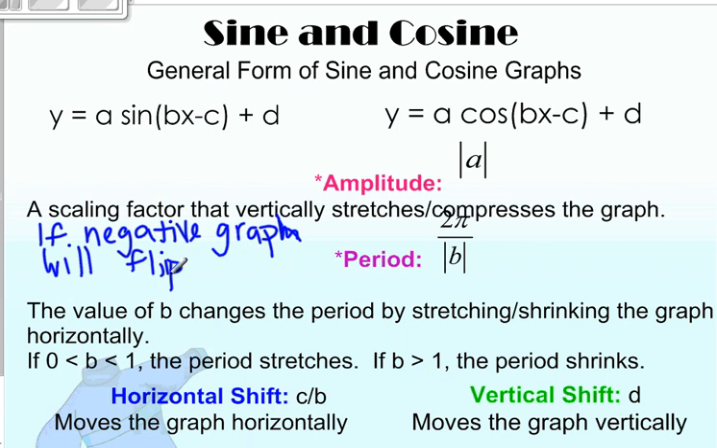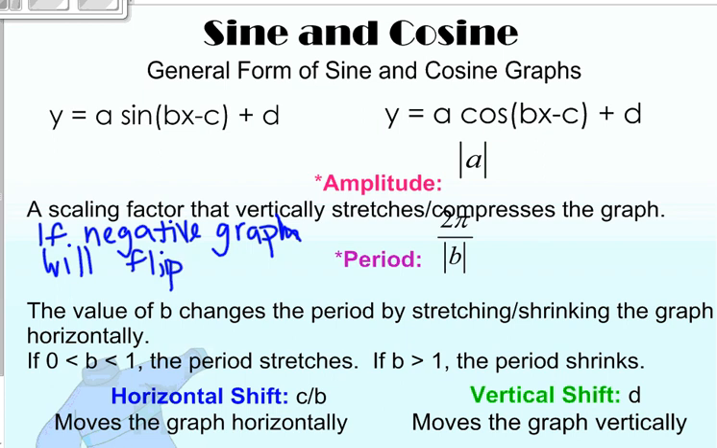Like the cosine function normally starts at 1. If it was a negative cosine, we would no longer start at 1. We would flip over the axis and start at negative 1. Now 0 does not flip because the inverse of 0 is just 0.